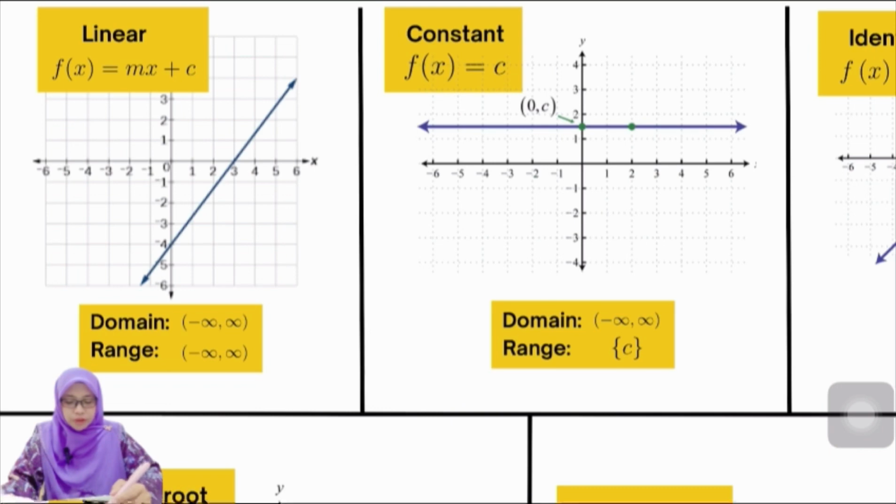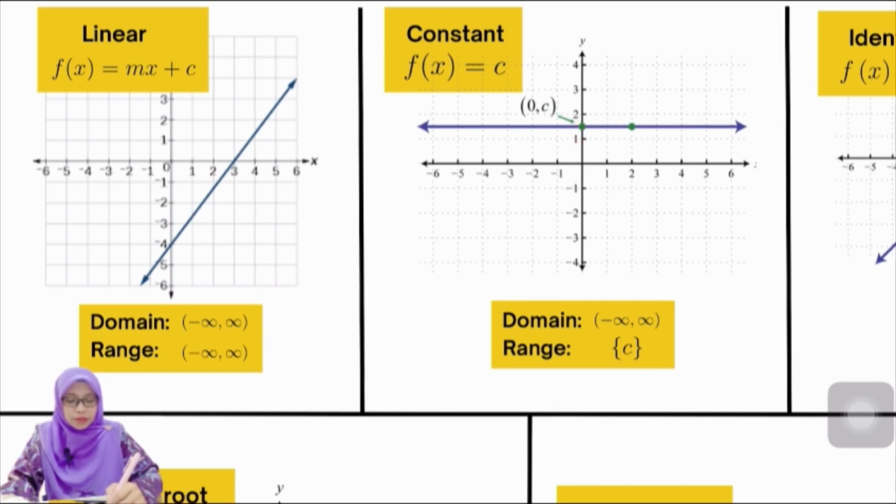And then let's move on to the second graph. We have a constant function. In general, f(x) is equivalent to c. So c is referred to the values of y. As you can see here, this is the constant graph. Along this line, y is equivalent to c. Therefore, the domain is from negative infinity until infinity, but the range is only one value here.